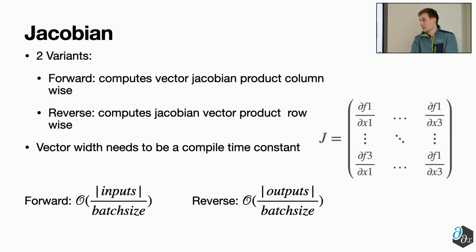For our implementation in Enzyme, we need to know the vector width statically at compile time. And the complexity in general for forward vector mode depends on the number of outputs and the batch size, and for reverse mode, it depends on the output and is related to the batch size.